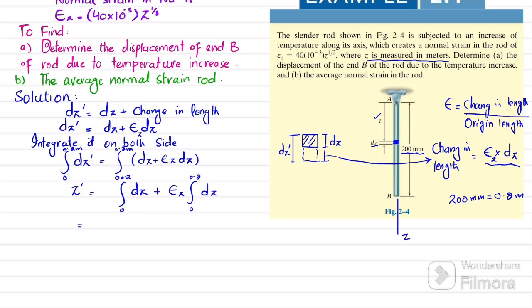Now this will give us z, and that will be equal to 0 to 0.2. Since you can see epsilon z is also a function of z, so I will also take it to the inner side of the integral. That will be epsilon z into dz, 0 to 0.2.